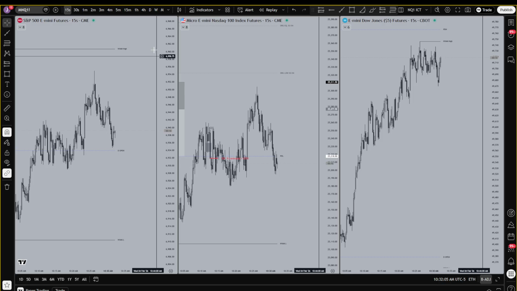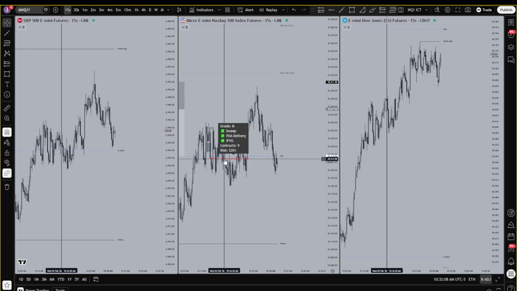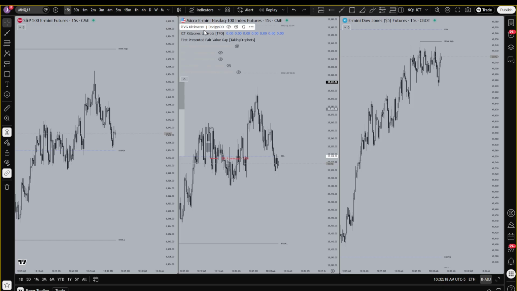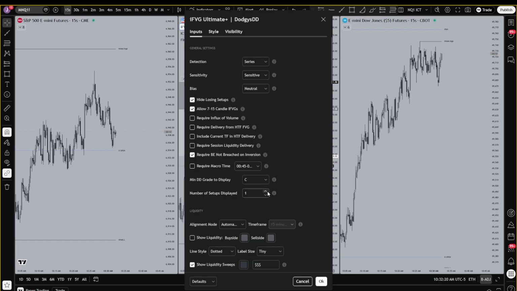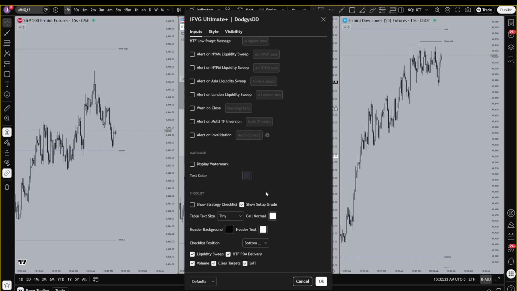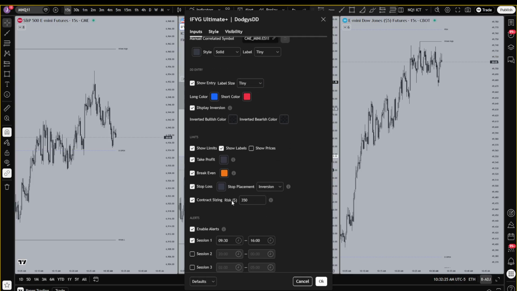Yeah, so if you hover your mouse over the entry, like right here, it'll display the grade and then all the confluences that it takes for it. And then also if you come into the settings of the indicator, up to the top left, scroll down to the middle of the indicator, you'll see this right here, contract sizing. Within here, input the max amount you want to risk per trade, and then where you want the stop loss to be, so the wick, the body, or the inversion. That's up to you.